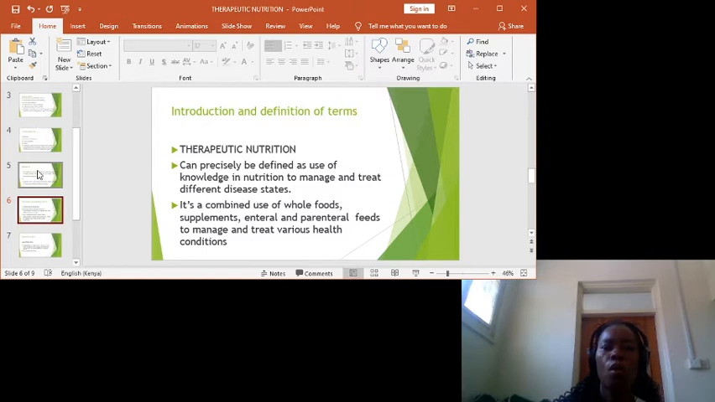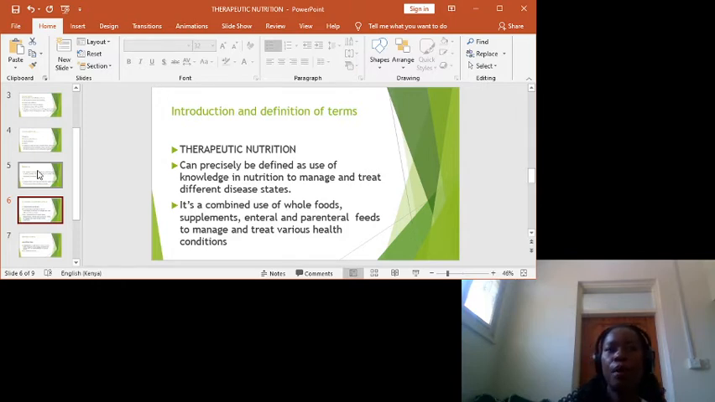Now, what is therapeutic nutrition? We can just precisely describe therapeutic nutrition as the use of our knowledge in nutrition to manage and treat different disease states. And why am I saying so? Sometimes we are not going to just use food, but we are also going to use supplements. We are also going to use formulas, processed formulas.